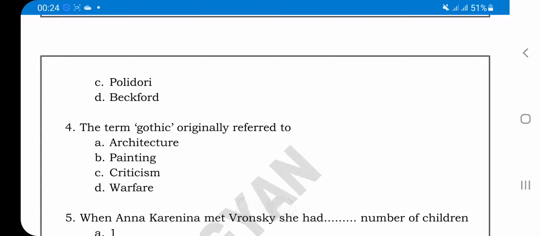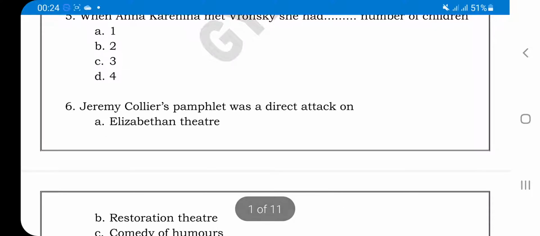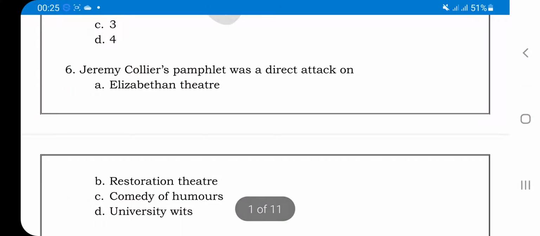The term Gothic originally referred to. My answer is architecture. What is yours? When Anna Karenina met Vronsky, she had dash number of children. I think that one I am not really familiar with.